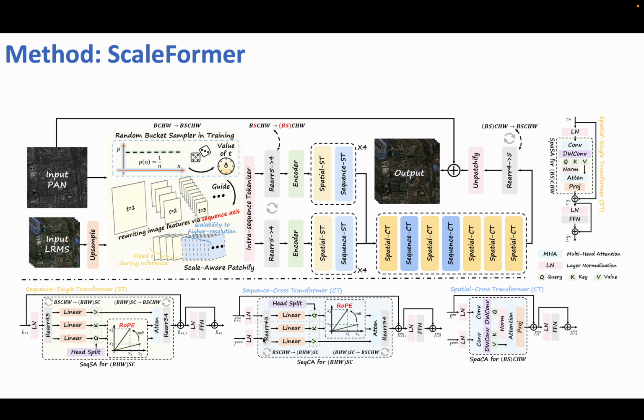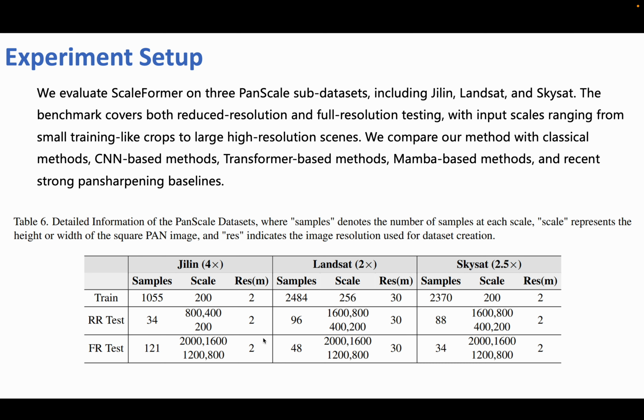We evaluate ScaleFormer on 3 PanScale sub-datasets, including Jilin, Landsat, and SkySat. The benchmark covers both reduced resolution and full resolution testing, with input scales ranging from small training-like crops to large higher-resolution scenes. We compare our method with classical methods, CNN-based methods, transformer-based methods, Mamba-based methods, and recent strong pansharpening baselines.